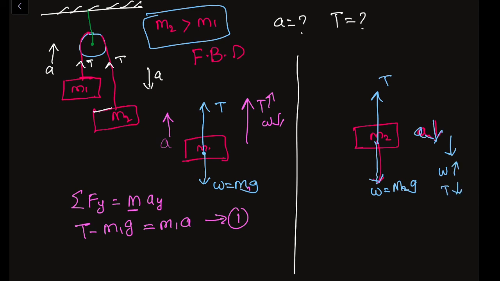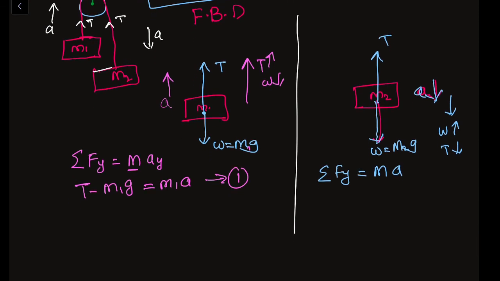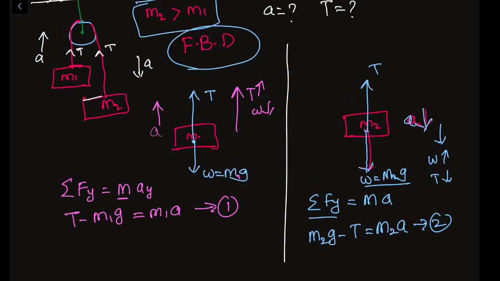According to Newton's second law, the sum of all forces along the y direction is equal to the mass of the body times acceleration. Got it, children? So along the y direction, which force is more? Weight. m2g minus T is equal to m2 into a. This is equation 2. Got it, children? So this we have to call a free body diagram.